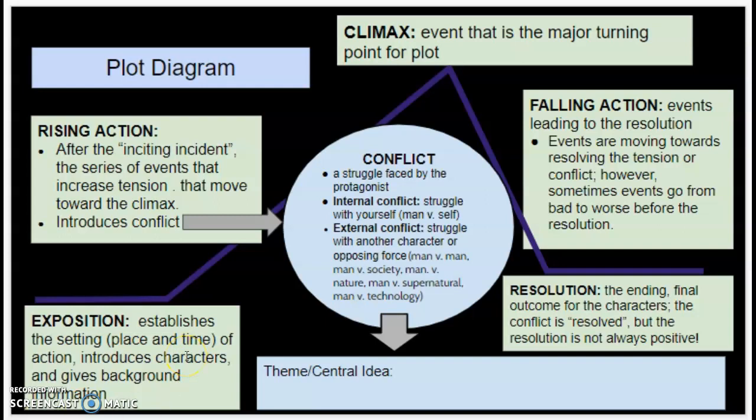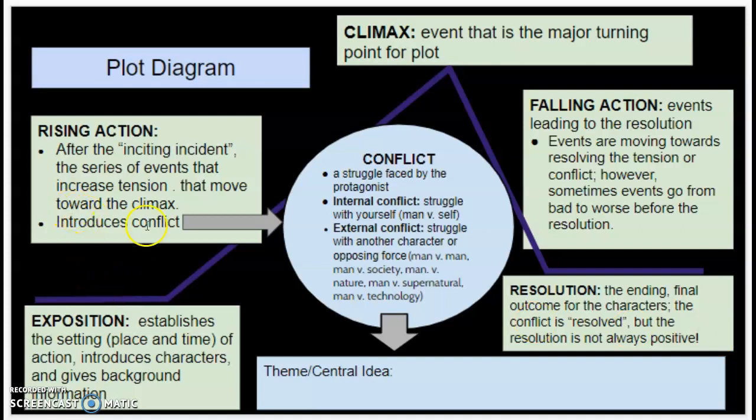Exposition in Shakespeare's plays always takes place in Act 1, which is really interesting. His plot diagrams always follow the acts. So Act 1 is always exposition, Act 2 is always rising action, Act 3 always has the climax, Act 4 always has falling action, and Act 5 the resolution, which is another reason Shakespeare's plays are so cool.